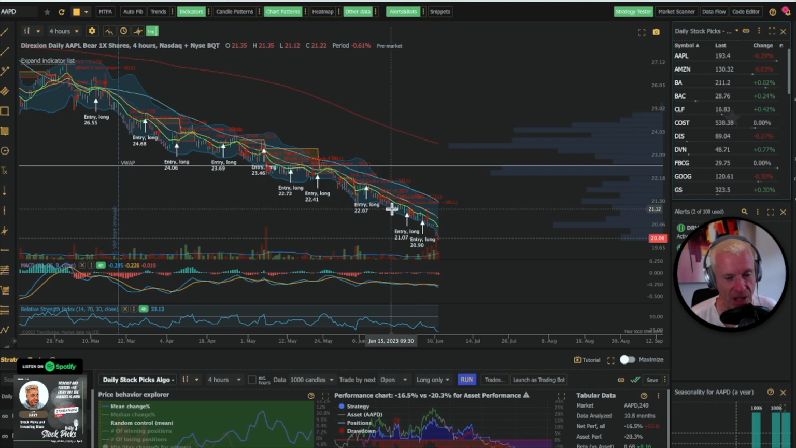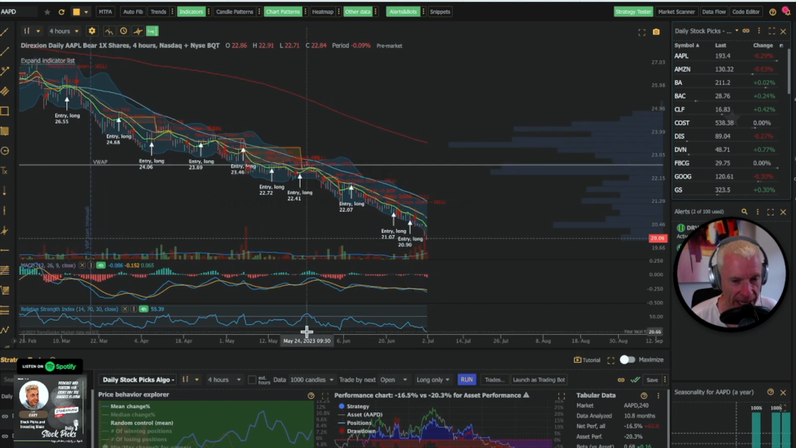Well, what do we have here? Look, the green line is the 9-day. I ain't getting into AAPD right now. I'm not trying to time the bottom. I'd rather miss the first 5% and get the second 10% than get in too early. Look at all of these losses.